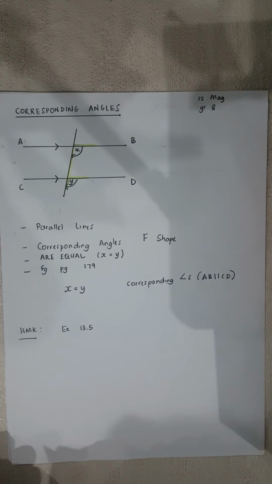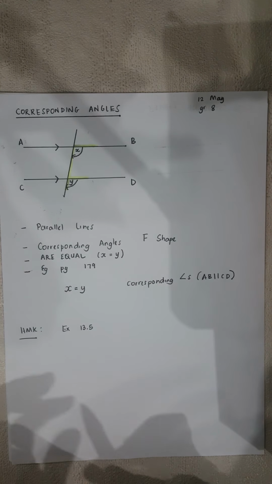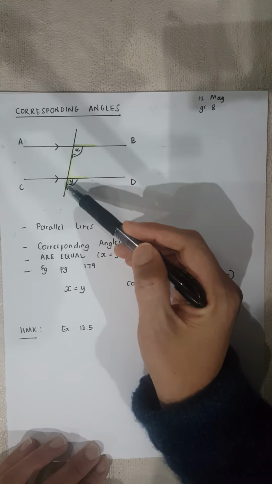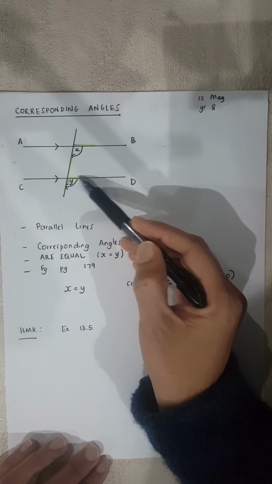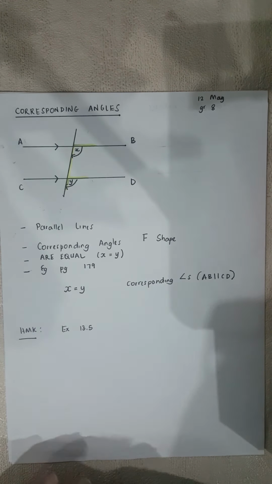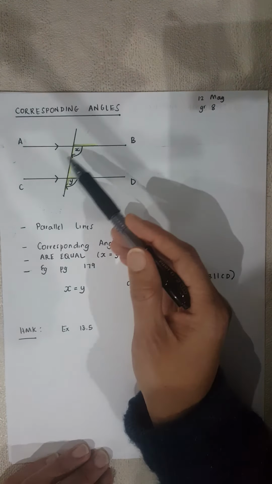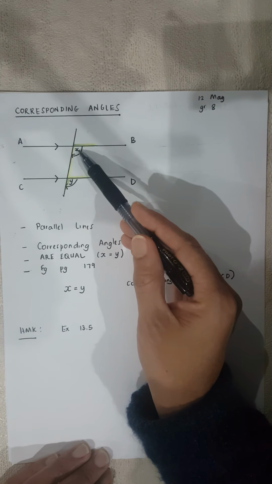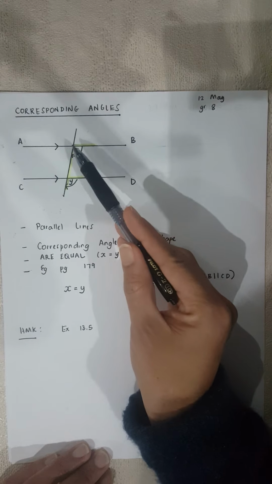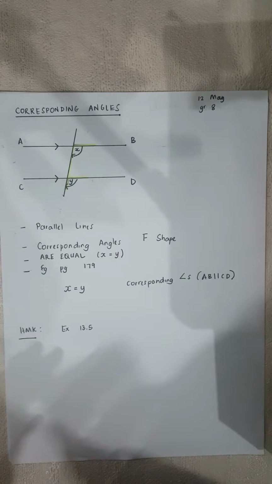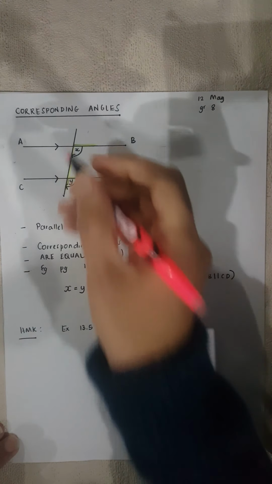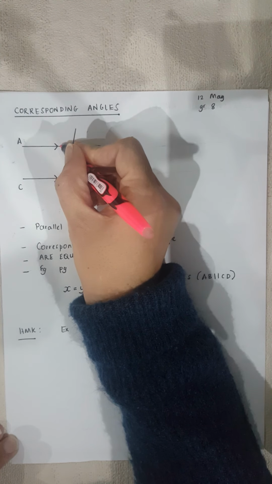So what do we have in today's work? We have two parallel lines again. We're looking for a transversal, and then we have an F shape. The F shape is showing us that X is equal to Y, which means these two angles are called corresponding angles, the angles that are in that F shape. There's another F shape there that I want to draw for you. So you have two sets of corresponding angles.